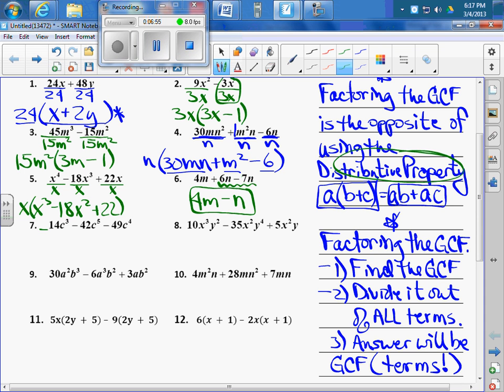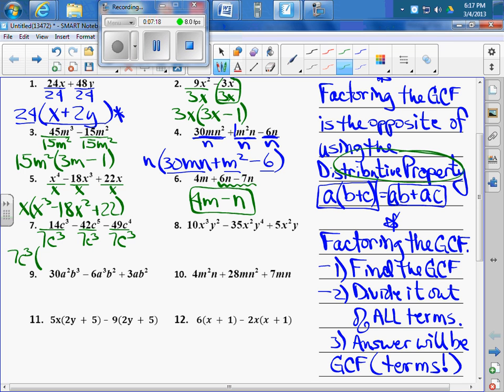And notice, class, that I'm going through these and just doing the coefficients first. So I'm going to have 7. And then I go through the alphabet in alphabetical order. And the only thing that I have here are all these c's. And again, I pick the smaller exponent, the smallest exponent in this case. So I'm going to have 7c to the third times the quantity.